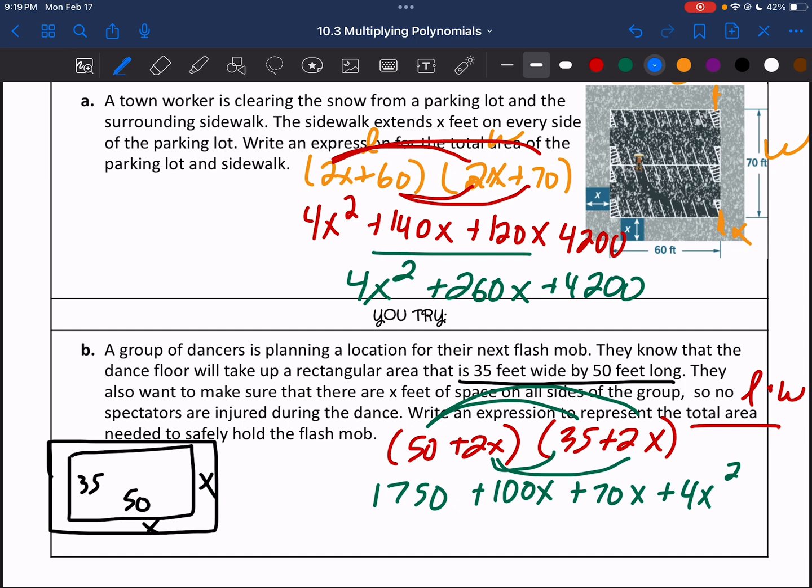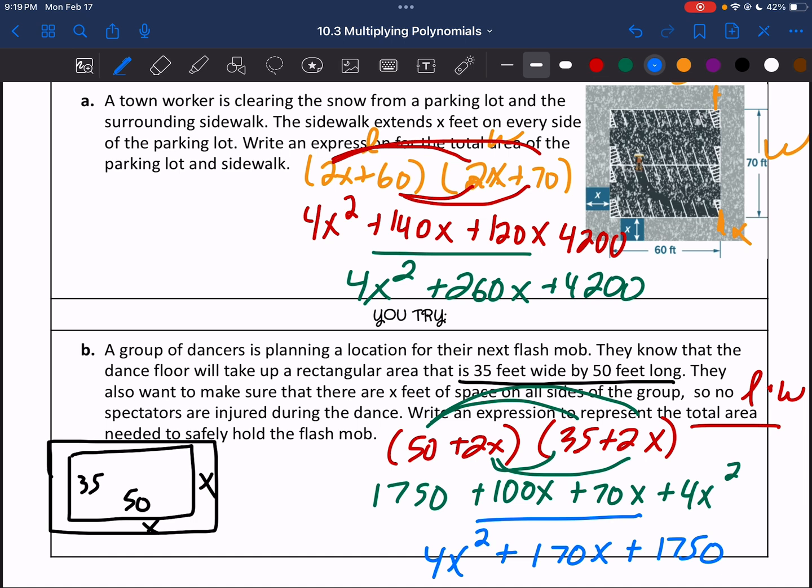Now, when we combine like terms on this one, we also should write it in standard form. So we have 4x squared plus 170x plus 1750. Now, if you had written this around and you did 2x plus 50 and 2x plus 35, you're going to get to the same work. You're just not going to have to think about putting it in standard form when you do the multiplication.